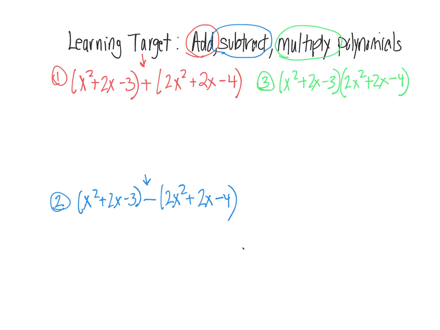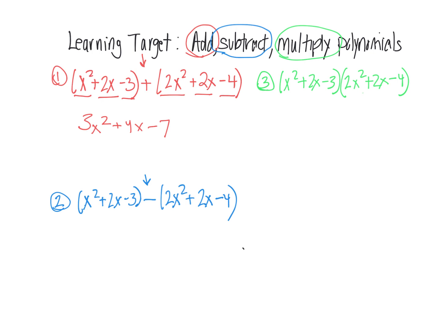So if we look at this first one here with addition, 1x squared and 2x squared would give us 3x squared. 2x and 2x would be 4x. Negative 3 and negative 4 would be negative 7. And so we've talked before about adding polynomials is really just combining our like terms.